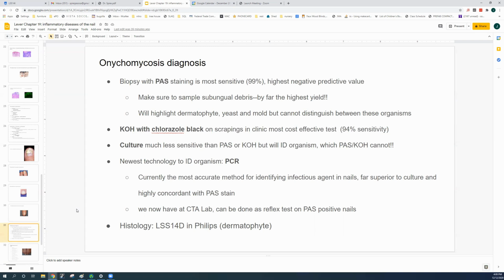The PAS will highlight dermatophytes, yeast, and mold, but it cannot distinguish between these organisms. You need another method for that, which I'm sure all of you have done in clinic already, which is KOH with chlorazol black. That is also a fairly sensitive method of diagnosing onychomycosis, and it is certainly the most cost-effective test.